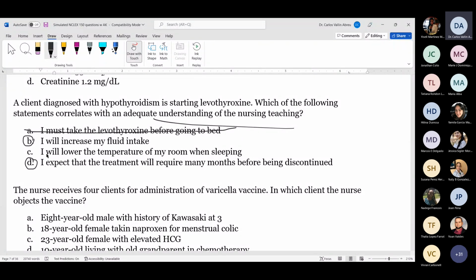And let me see C. I would lower the temperature of my room. No, because the patient has hypothyroidism and will be uncomfortable if the AC is lower. The diagnosis is hypothyroidism. Okay, so now we have to contrast B and D. What is the most common cause of hypothyroidism?